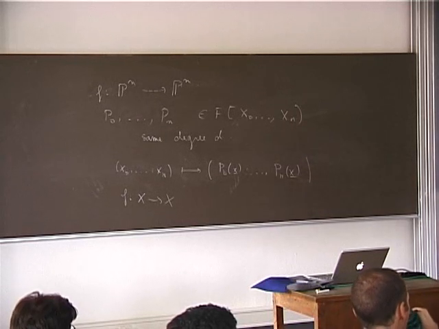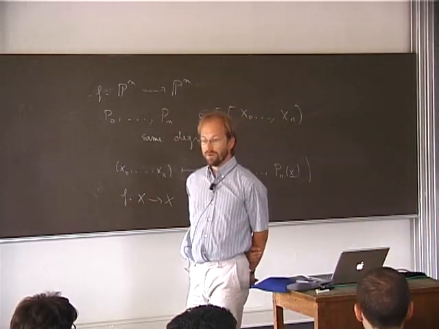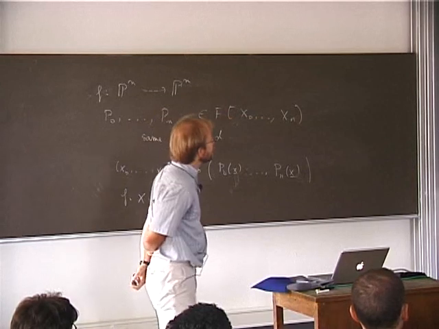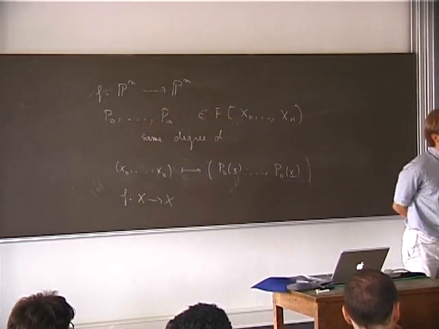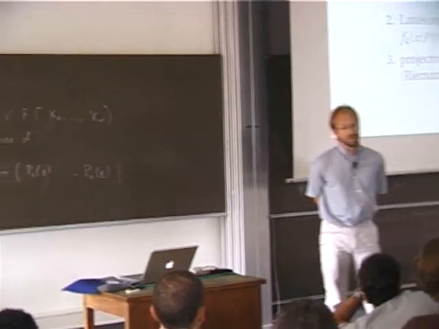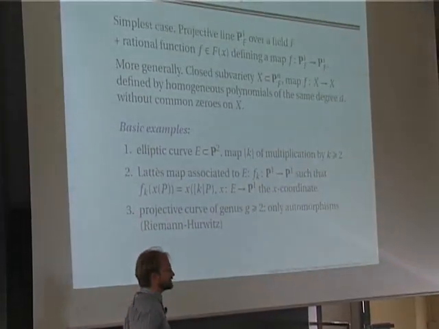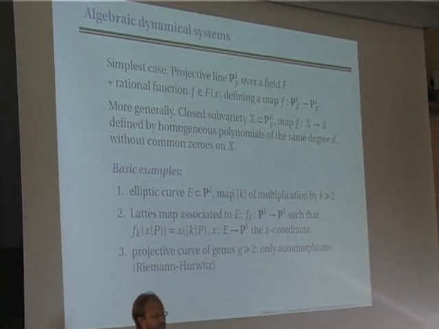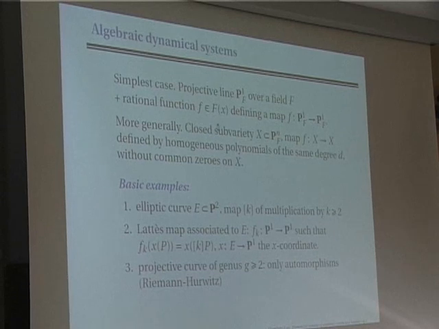And we will mostly see rational varieties like P1 or elliptic curves or abelian varieties, because if you look at a projective curve of genus g greater than 2, then the Riemann-Hurwitz formula allows you to prove that the only endomorphisms are automorphisms and that there are only a finite number of them. So the theory is not very interesting from the point of view of dynamical systems. You have nothing.